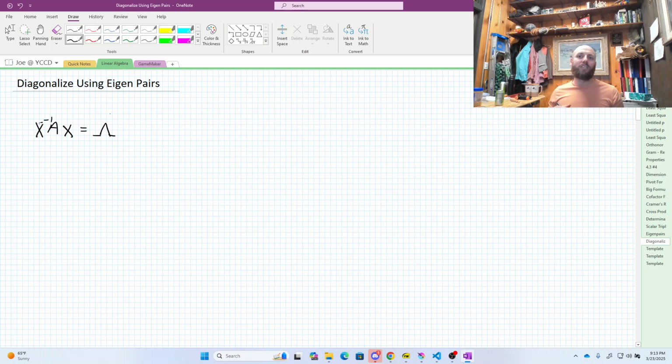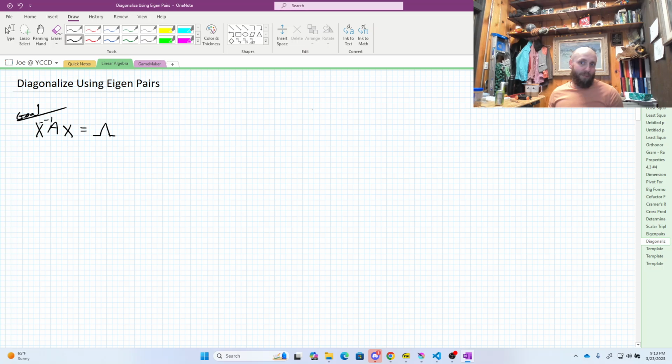This is going to make my life a lot easier, especially when I'm trying to raise something to a power or to lots of powers. Having a diagonal matrix is just a lot easier to deal with. So this is a goal for me, and we're going to try to make this happen. It's actually going to be relatively straightforward. It doesn't take much, strangely.